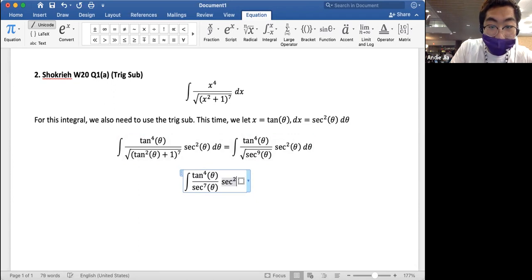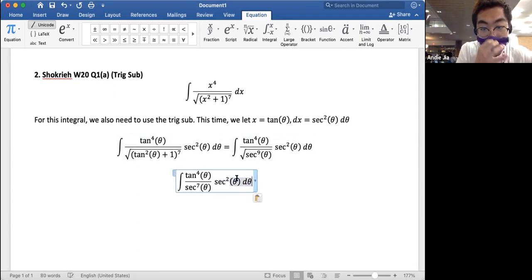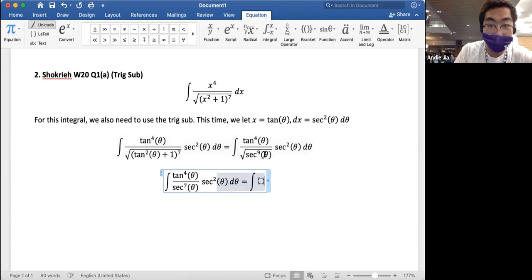And then we have the dθ. We can just cancel and rewrite the integral. The 7 is going to be 5, so this is going to be tangent to the 4 and secant to the 5.